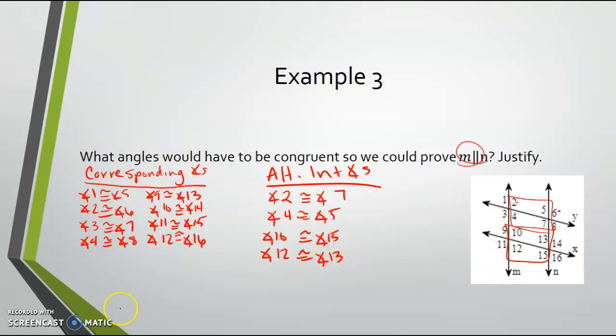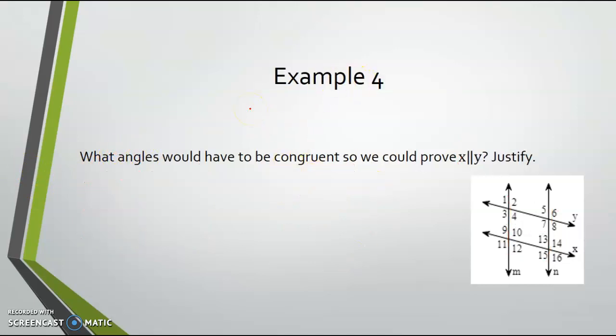And so those are all the angle choices we would have to prove that the lines were parallel, and the justification would be the fact that these are all corresponding angles and these are all alternate interior angles. So here, yes, it's the same image, but now we're proving that X is parallel to Y, which means M and N become our transversals. So again, we've got corresponding angles and alternate interior angles.